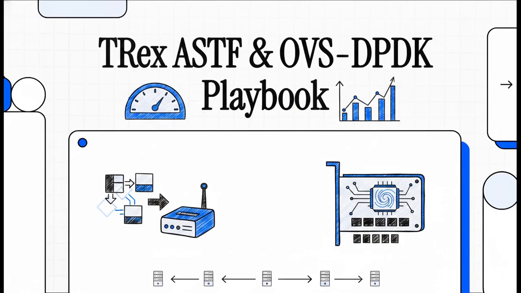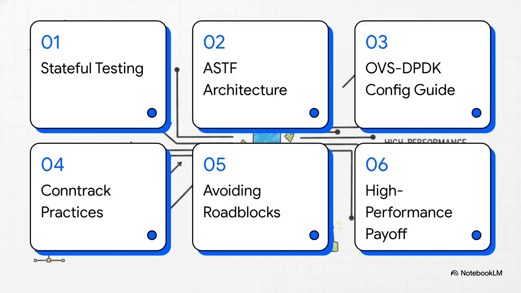So today, we're going to break down the exact step-by-step playbook to achieve this using the Advanced Stateful traffic generator, specifically within an OVS DPDK environment. Here is our roadmap for today.